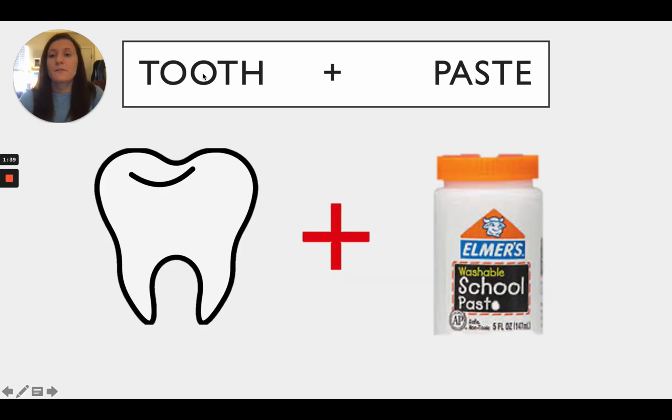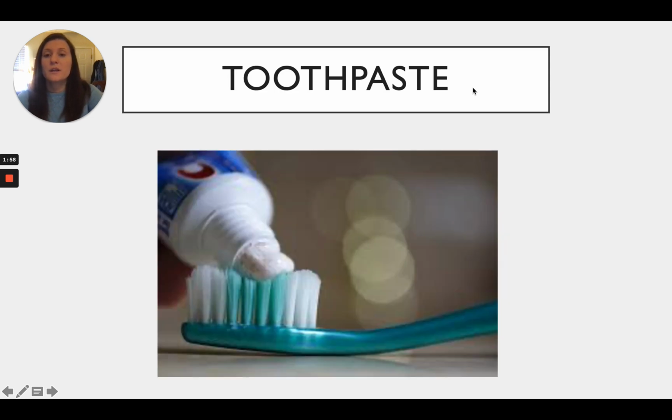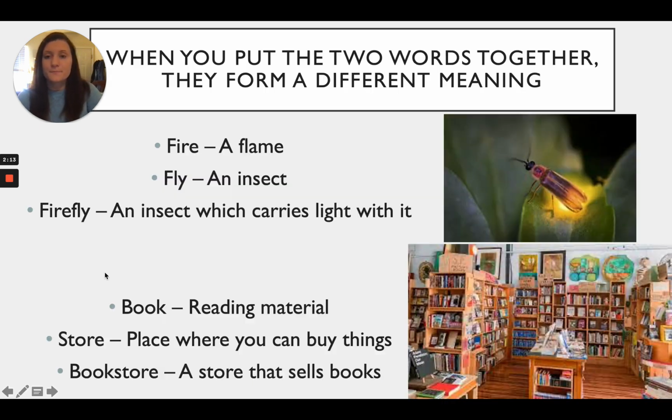All right, next up we have the word tooth and the word paste. So we have a picture of a tooth here, and we have a picture of paste. So paste is another word that we could use for glue. So when we put the word tooth and paste together, we get toothpaste, which is completely different from those two words that are separate from each other, even though we do use toothpaste on our teeth. So when you put the two words together, they form a different meaning.